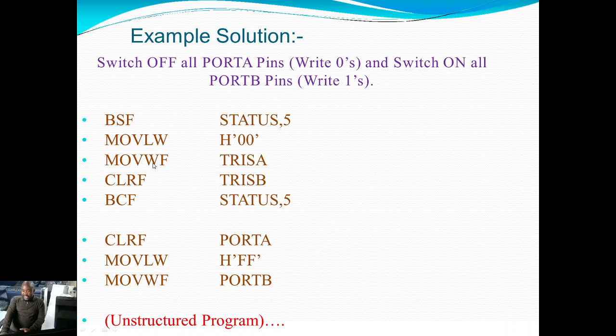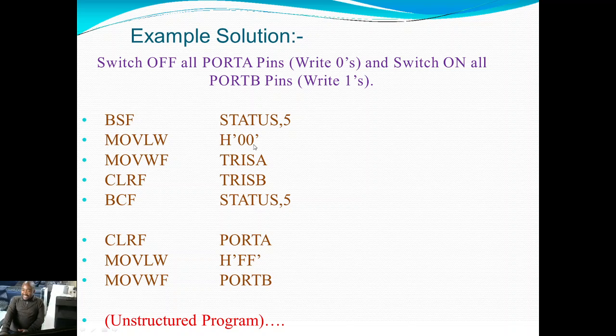Now move the contents of W. MOVWF 5. What is the 5? TRIS A. The contents of W, now move them to TRIS A. Initially we moved 00 into W, meaning W has 00, and now we are moving that 00 to TRIS A, clearing all the bits of TRIS A, making all port A pins outputs, right?